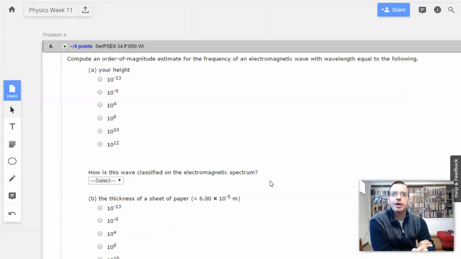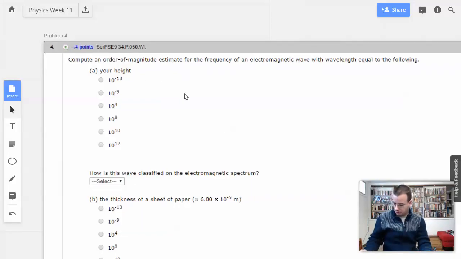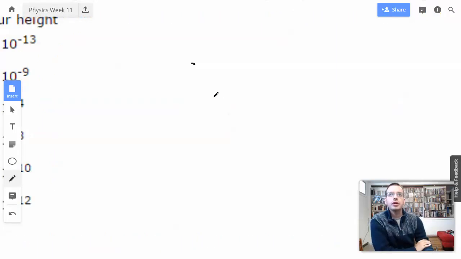Week 11, problem 4. Compute an order of magnitude estimate for the frequency of an electromagnetic wave with wavelength equal to the following. Your height. Okay. So I'm going to start with the formula. Same formula I've been using this whole time. So we're going to zoom in a little bit. Here we go. I'm going to say velocity equals distance over time, which equals wavelength times frequency.